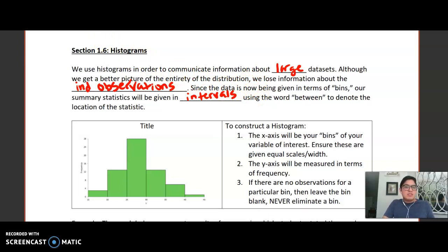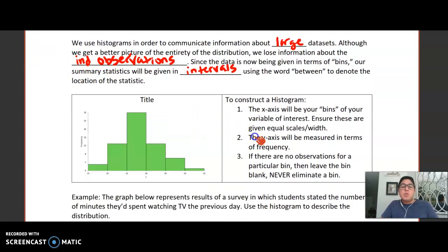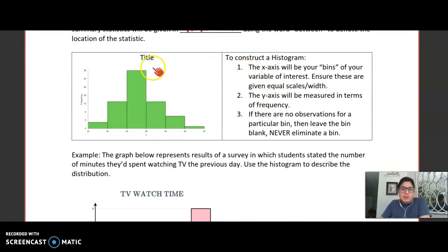And so if you've never seen a histogram before, these are the elements of a well-constructed histogram. You need a title, of course. Your x-axis are going to be the bins or those intervals. So for example, the age category between 0 and 10, then 11 and 20, then 21 and 30, etc. The y-axis is going to be in terms of frequency. And thinking back to categorical data, frequency is the number of times that observation occurs, the counts. So I'm counting how many observations are right here between 15 and 20. How many observations are between 20 and 25?